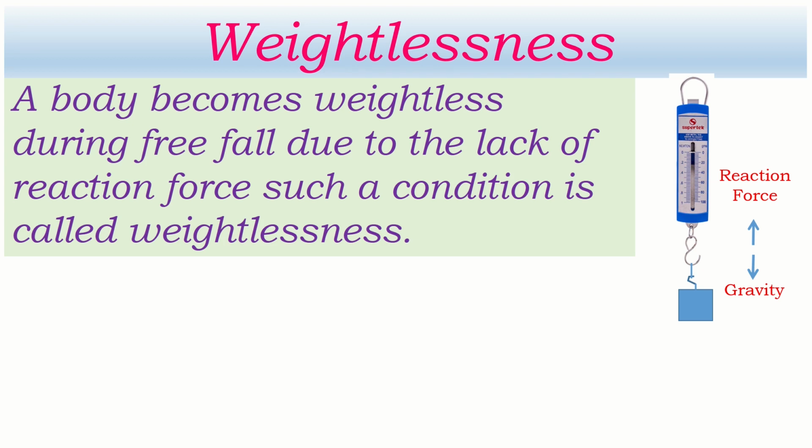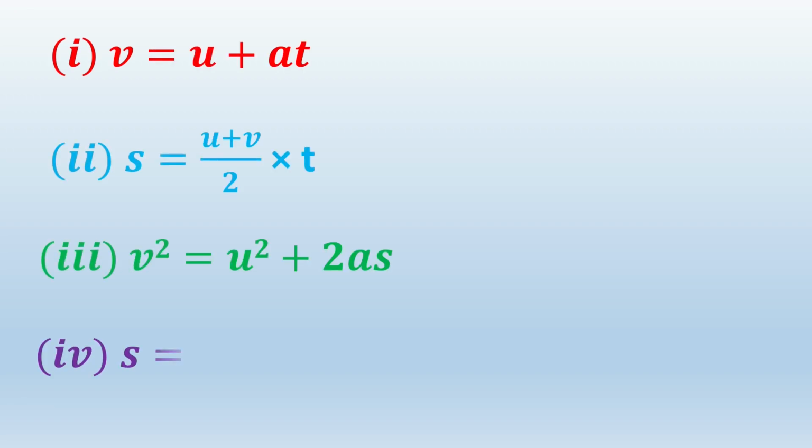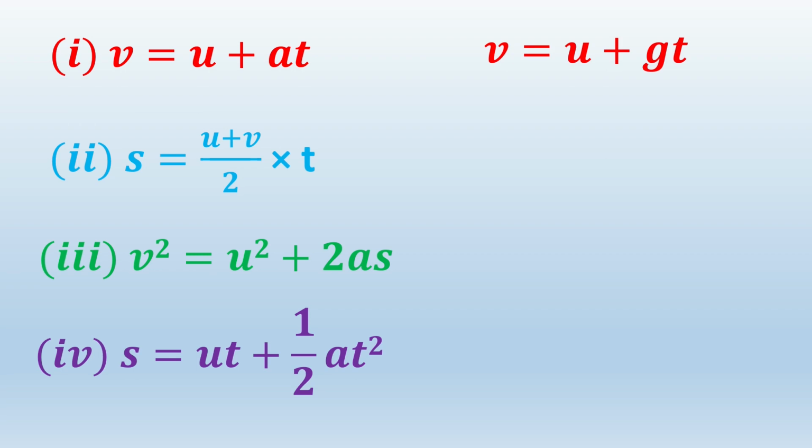Okay, after the understanding of free fall and weightlessness, now I want to say how to solve numerical problems related to a freely falling body or a body thrown vertically upward. Look at this. These are the equations of motion we have done in previous chapters, but the same can be used to solve numerical problems related to the freely falling body or the body thrown vertically upward. Something we have to change. v equal to u plus at. a is acceleration, but in this case, when a body is falling down, acceleration will be acceleration due to gravity. It is denoted by g, small g.